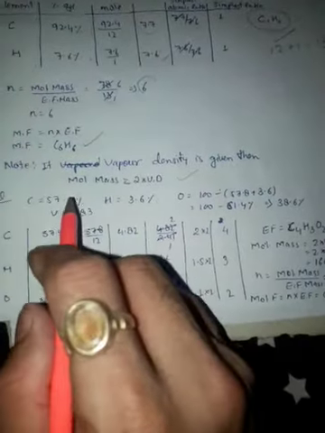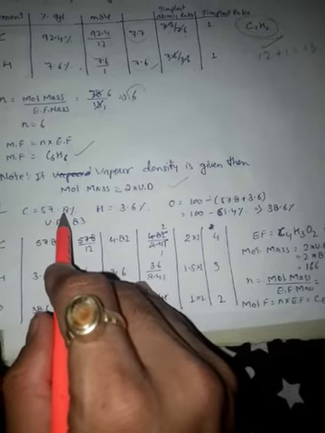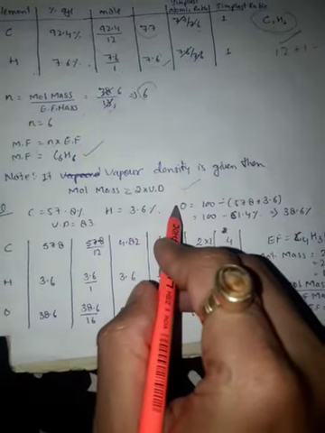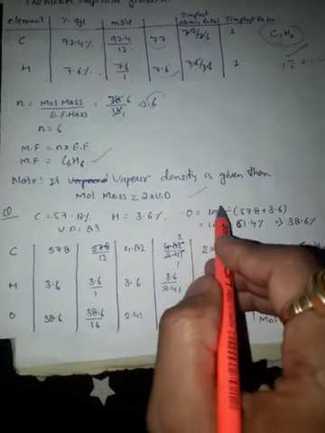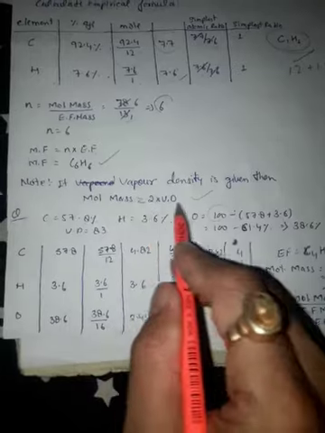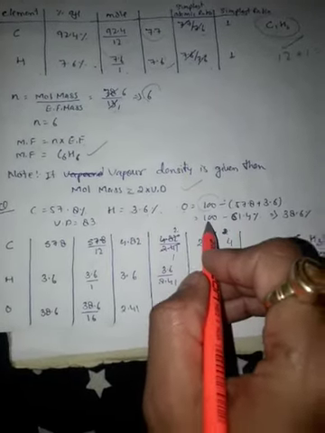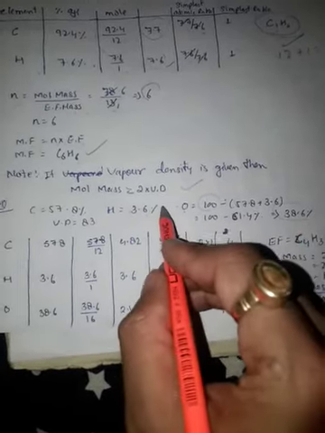Now let's take another example. I have taken one more example for you. Here the percentage composition of carbon is 57.8%, hydrogen is 3.6%, and oxygen is not given. So you have to calculate the percentage composition of oxygen. So we subtract the sum of carbon and hydrogen from the total percentage 100. On adding we get 61.4%, then subtract it from 100, you will get 38.6% of oxygen.